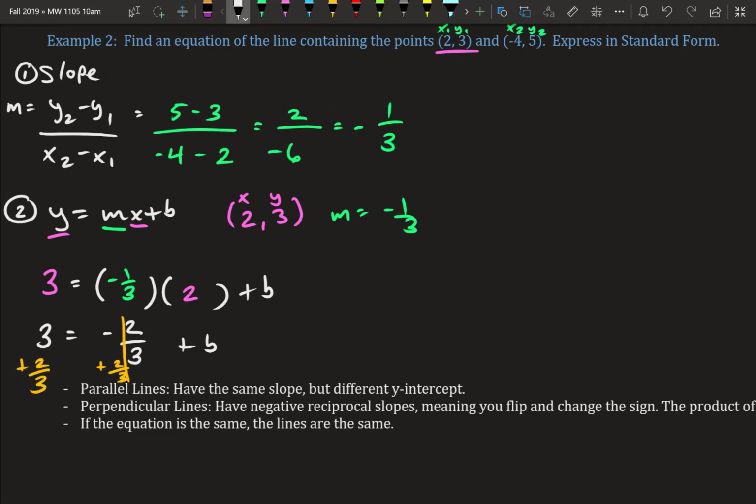And when we do 3 plus 2/3, we get 11/3 equals b. Use your calculator. If not, do it by hand. You know how to do it by hand. And if you don't, let me know.